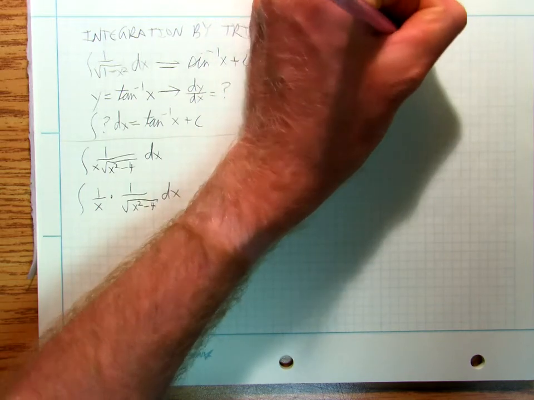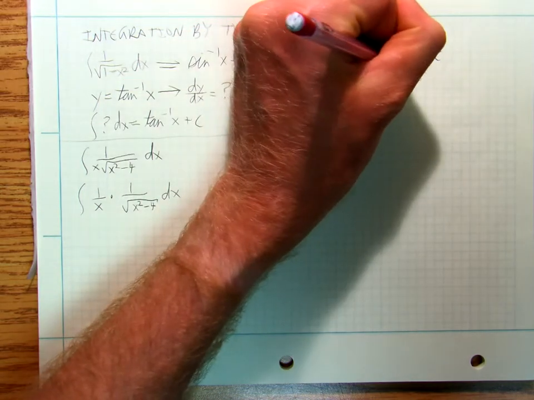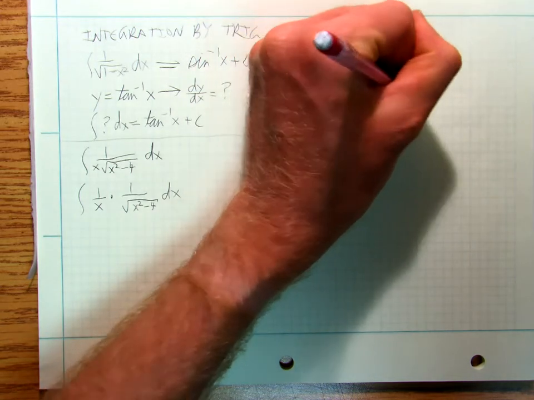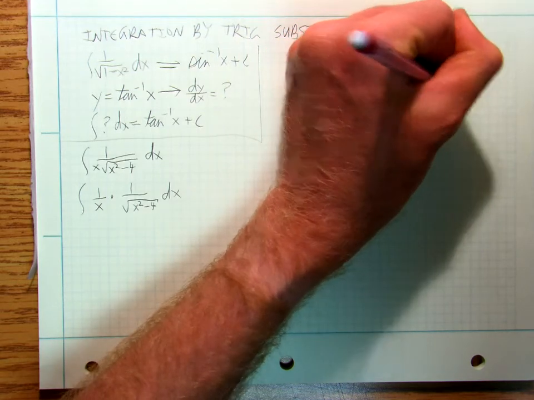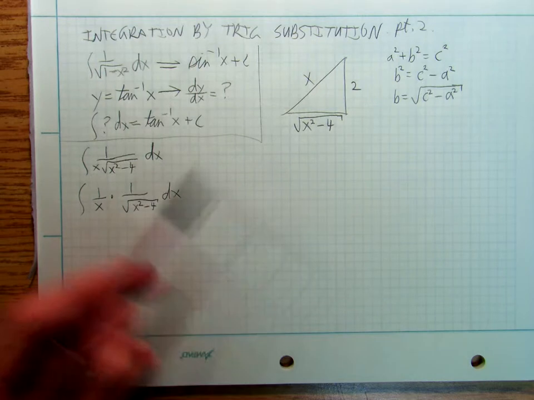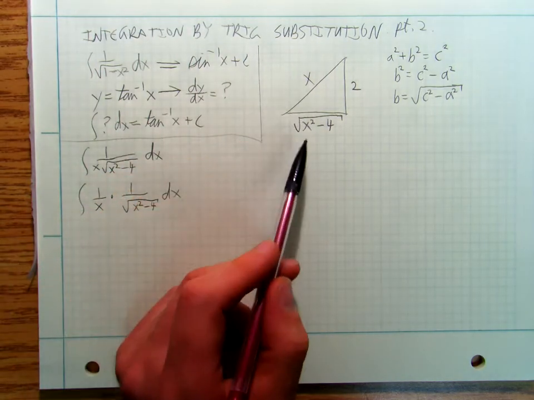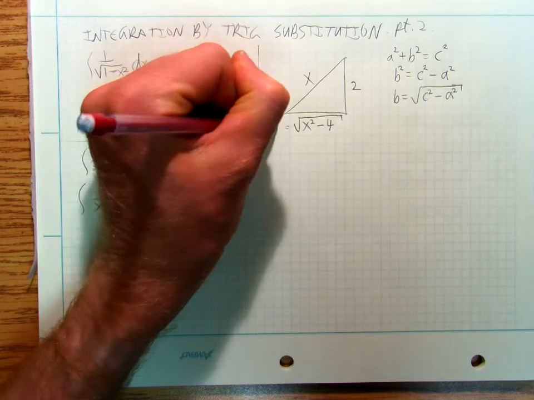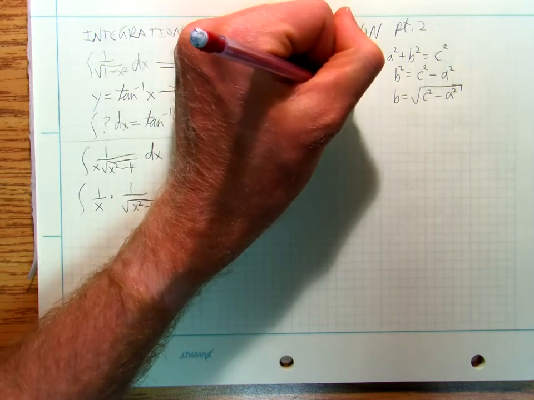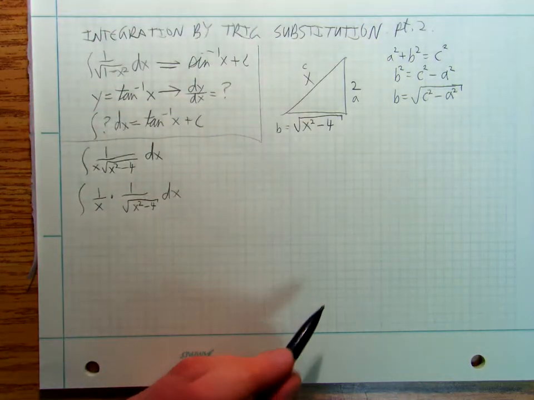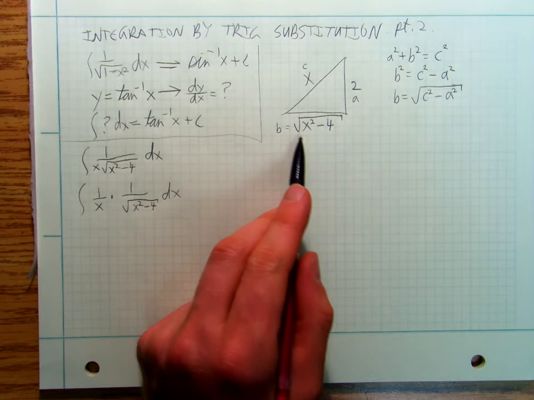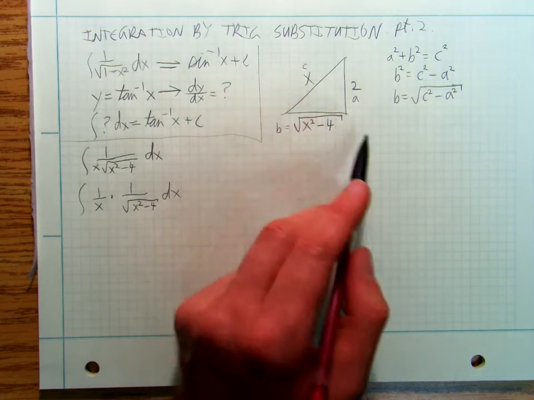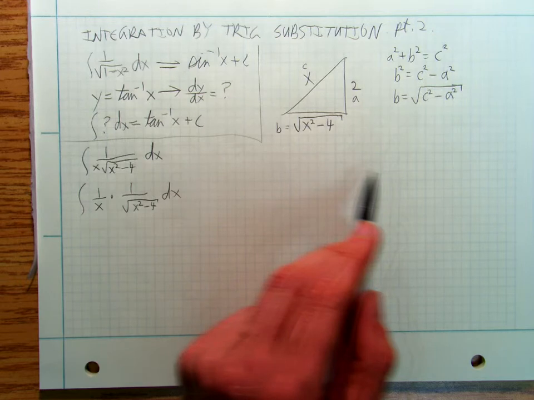a squared plus b squared equals c squared, or I've got b squared equals c squared minus a squared, or I've got b equals square root of c squared minus a squared. So here, if I've got b, so this is my b, this is my a, and this is my c. So b equals the square root of x squared minus 2 squared. So c is going to be x, and a is going to be 2.